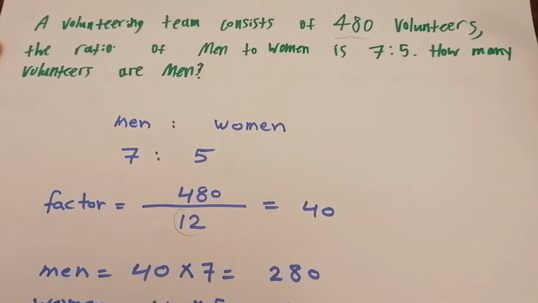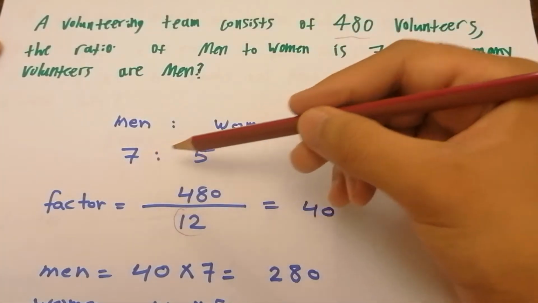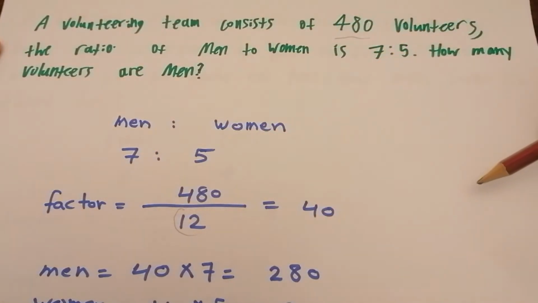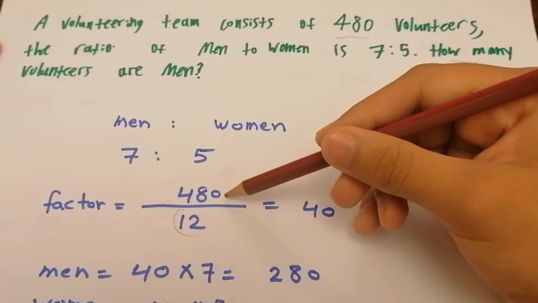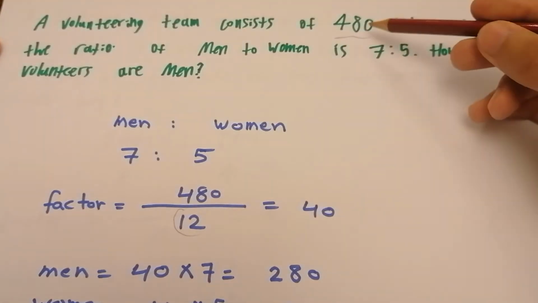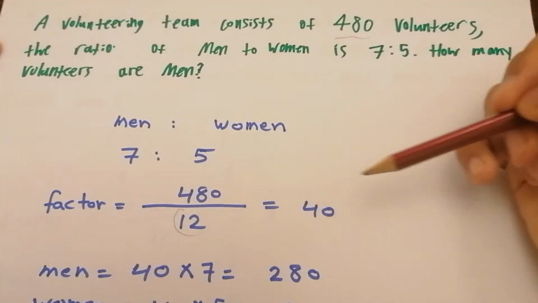The first thing we're going to do is write down the ratio which is given to us. In this case, we have 7 men to 5 women. The next step is to find the factor. To do that, we're going to take the total number of men and women in the whole volunteering team, which is 480.